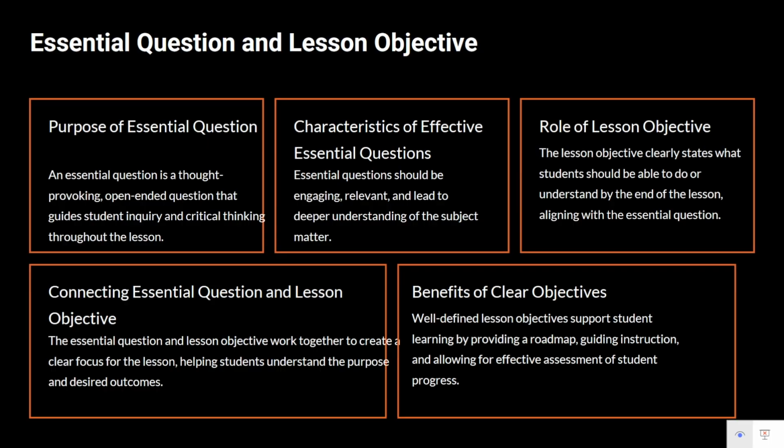The role of the lesson objective, again, helps guide and align the essential question. And here it said benefits of clear objectives. Well-defined lesson objectives support student learning by providing a roadmap guiding instruction and allowing for effective assessment of student progress.